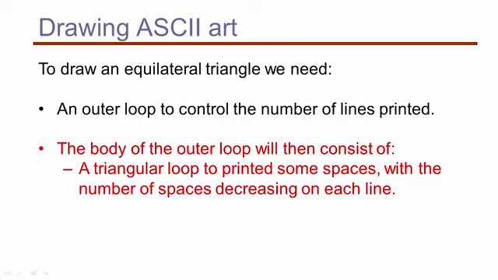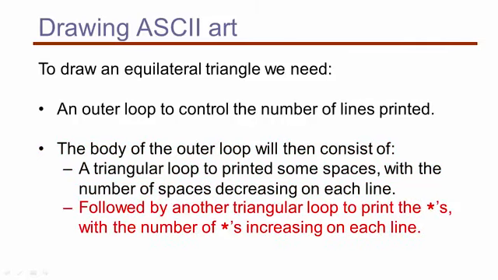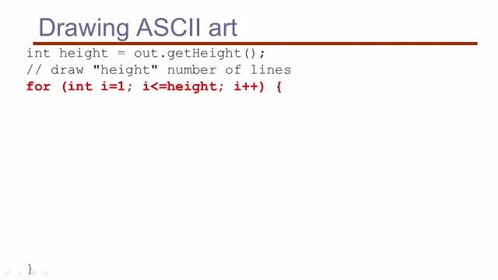Since the amount of indentation changes on each line, this will need to be a triangular loop. We then need another loop to print the stars for that line. Since the number of stars increases with each line, this will also need to be a triangular loop. So we start by reading the specified size of our triangle.